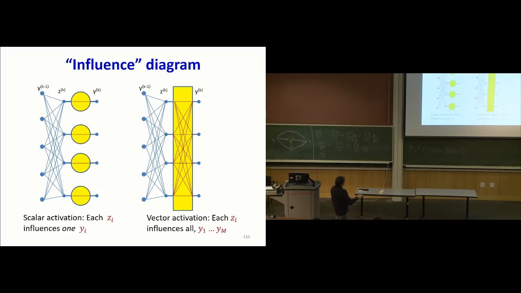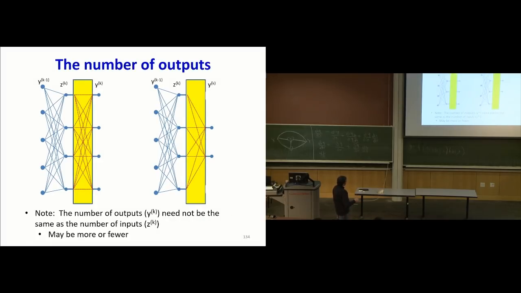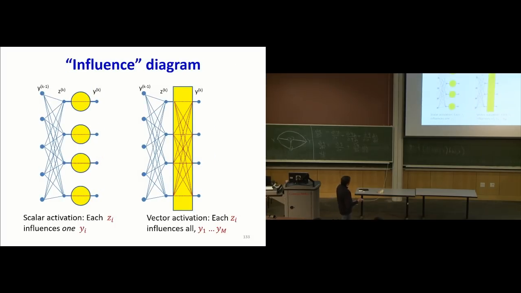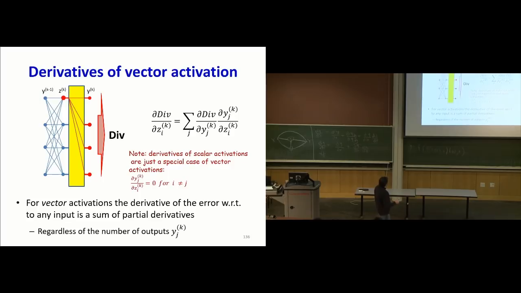Again, this z influences all of these y's. So if I want to compute the derivative of the divergence with respect to this particular z, I have to consider all the ways in which this particular z affects the divergence.